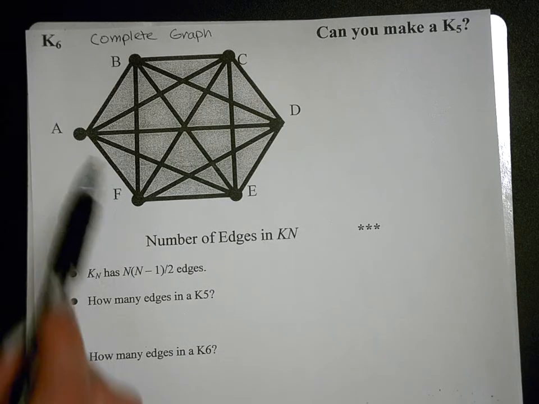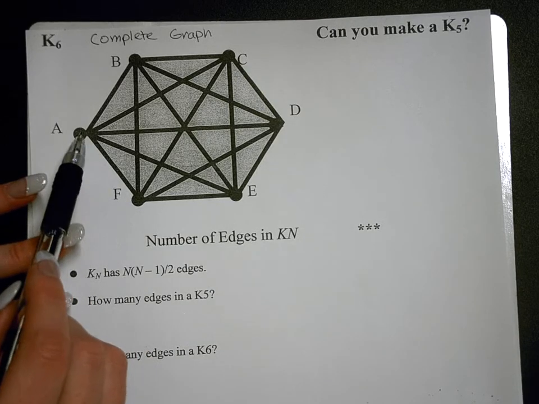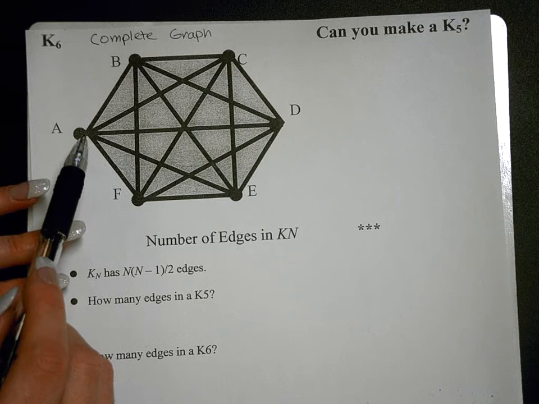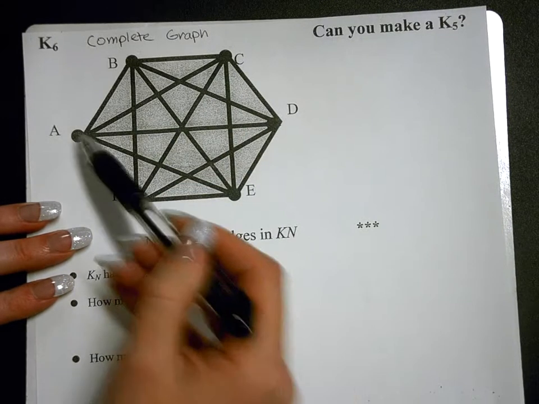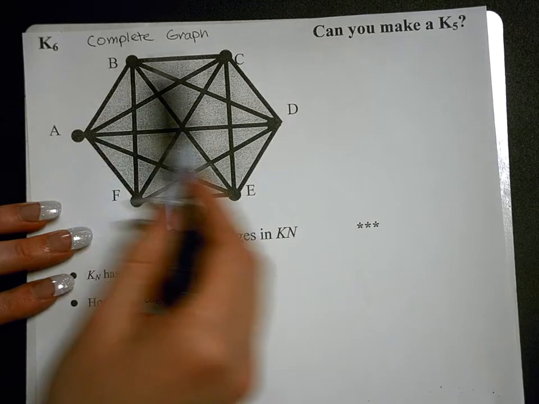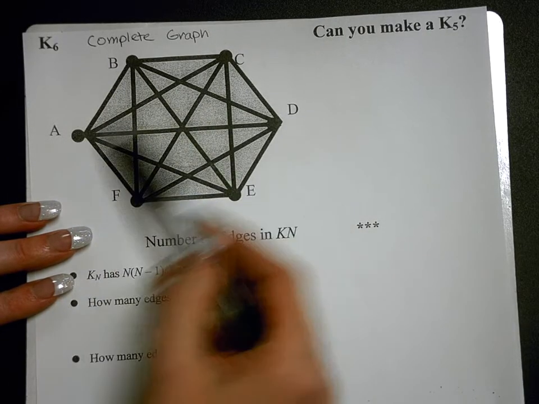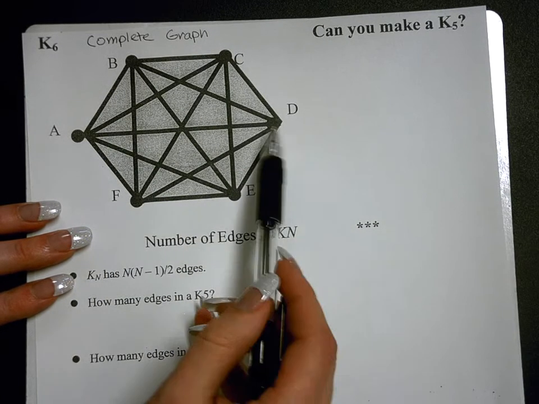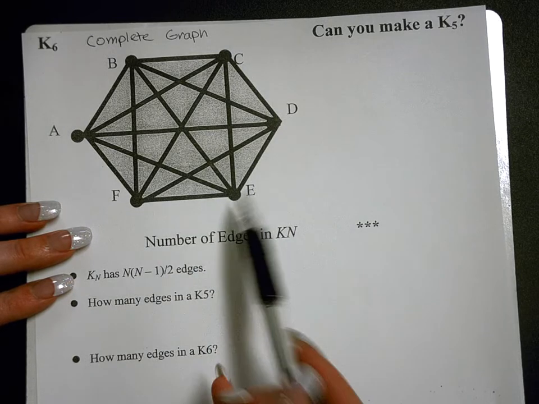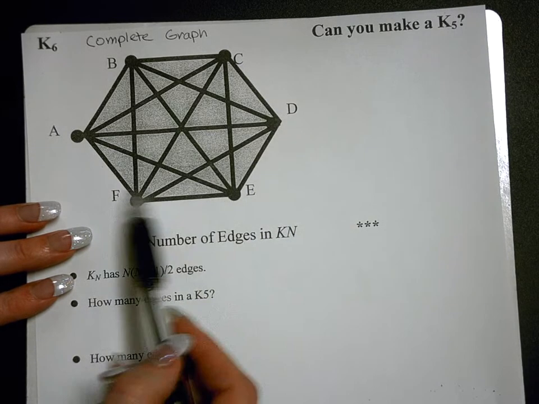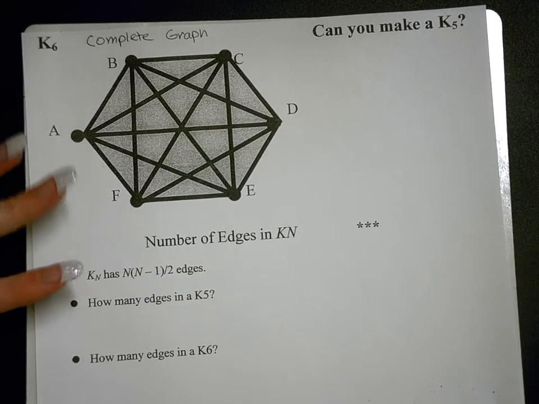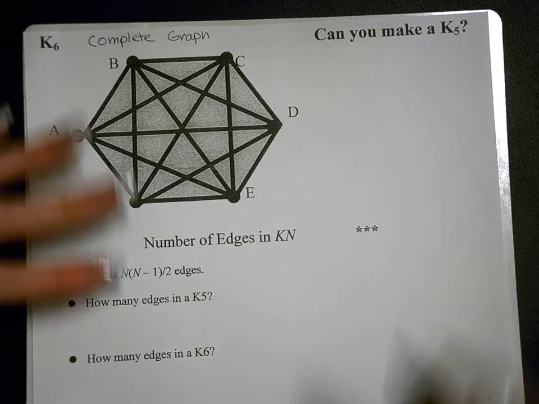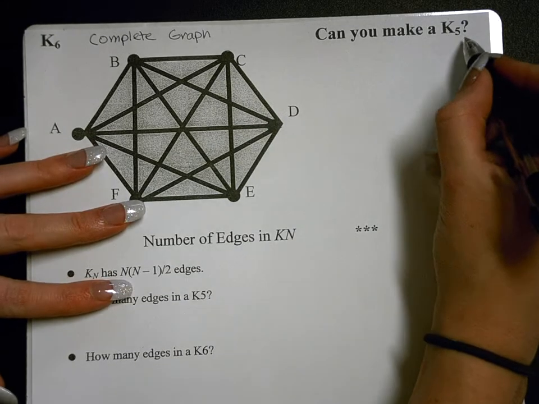And in a complete graph, every single vertex is connected to every other vertex in the form of an edge. So A is connected to B, C, D, E, and F. B is connected to A, C, D, E, and F. And likewise, all the way around, each vertex is connected to every other vertex so that they're all connected, and that is a complete graph.